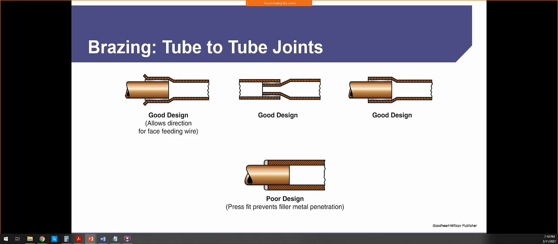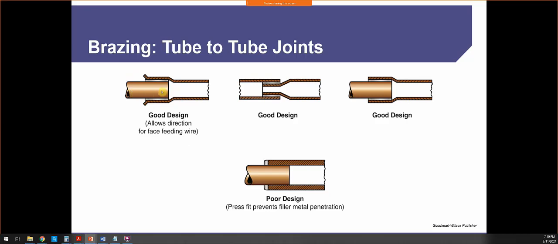All right, just a couple of ways of brazing. Here's a good design. Basically what this is, it's called a swage. What we have here is a copper tube that's the same size as the one it's going into. And what we do is we actually expand the outside walls of the copper tubing so that the other piece can go inside of it.